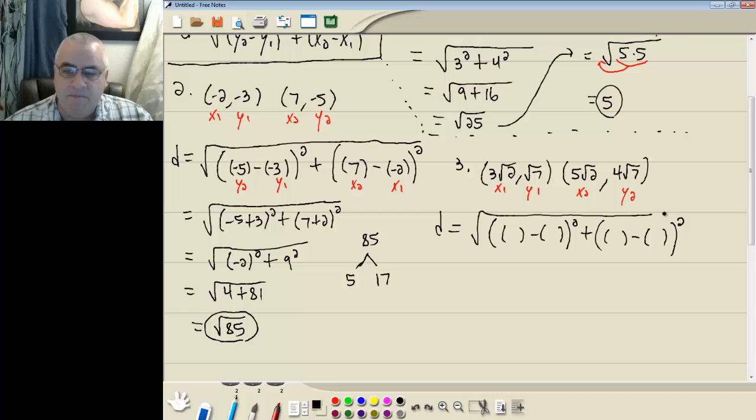There we go. And let me label everything. This will be y2, this will be y1, this will be x2, and this will be x1. Y2 is 4 square root of 7. Y1 is square root of 7. X2 is 5 square root of 2. And X1 is 3 square root of 2.